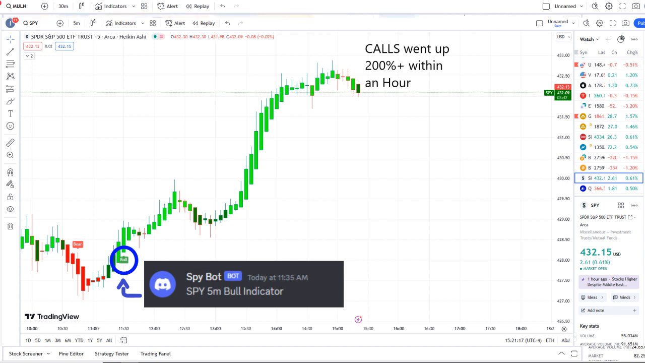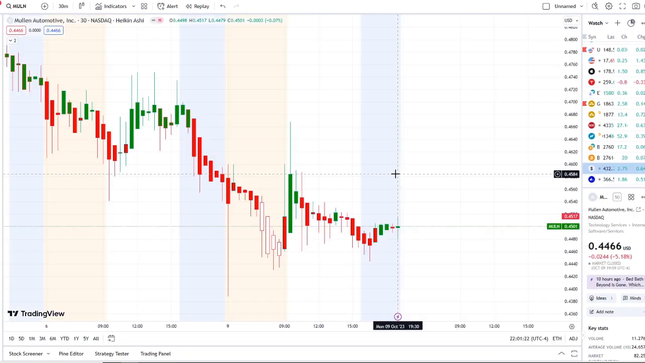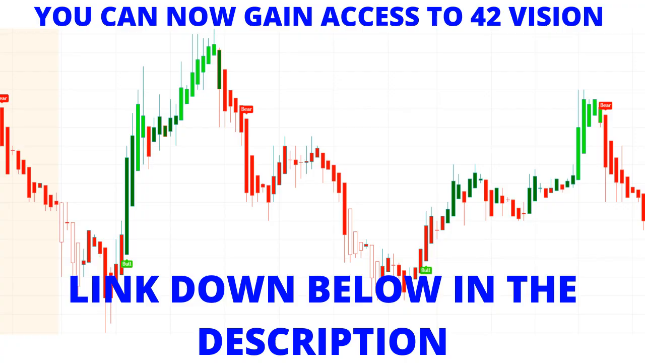And our SPY bot at 11:35 a.m. sent out a bull indicator, and from that moment forward, inflows crossed the midpoint to the upside, bull strength on 42 vision, and call options went up 200% plus within an hour, guys.